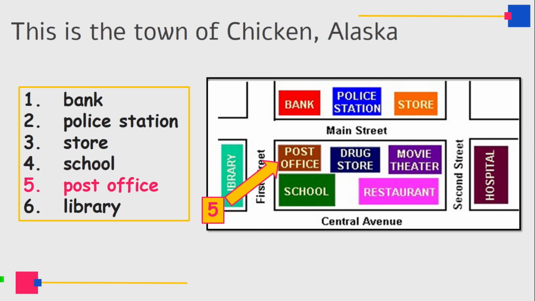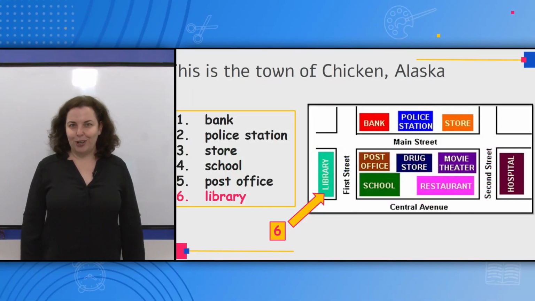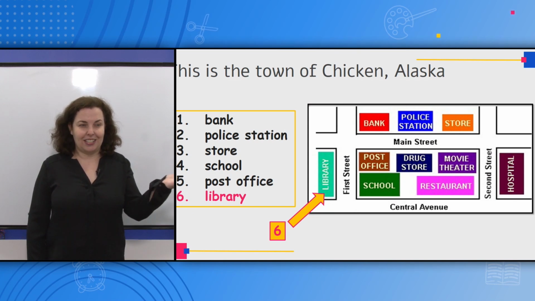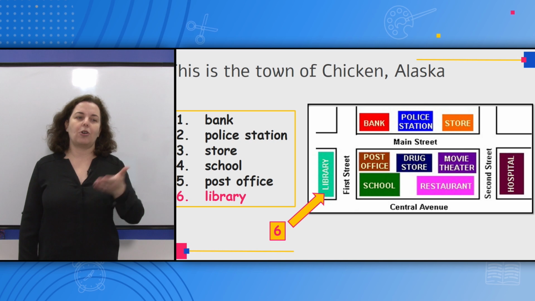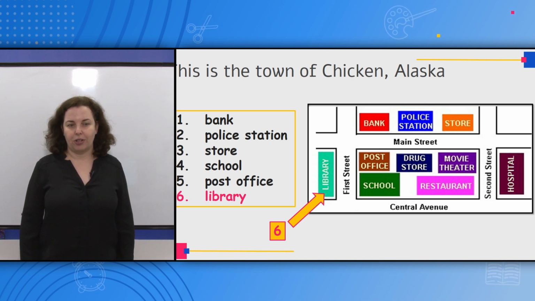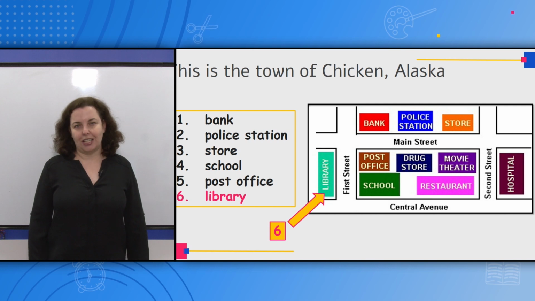Number 5 is the post office. If you want to mail your letter, to send a letter to someone, you go to the post office. And the post office is across from the library. Across from. And the library is number 6, is across from the school and the post office. The library, as we said, I think in Hebrew it's sifriya, the library. So this is Chicken, Alaska. Would you like to go visit Chicken, Alaska? We have all these things there. Bank, a police station, a store, a school, a post office, and a library. And this is the map of Chicken, Alaska.